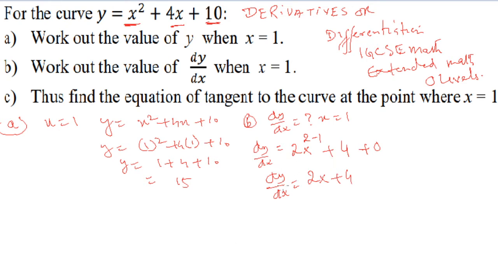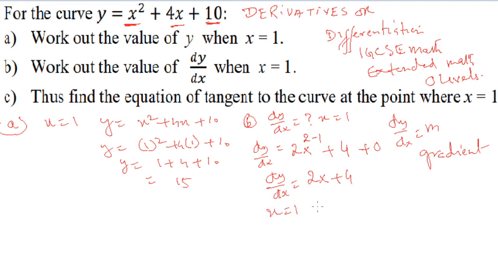Now, if you remember, I have told you that this thing is basically your gradient, your m. Or I can write here gradient. This dy dx is basically our gradient. I have explained to you in the previous lesson that dy dx is your m or gradient. We get its value when we substitute the value of x which is given to us in the question.